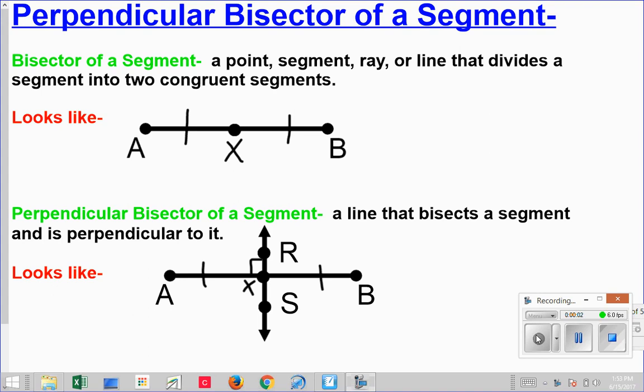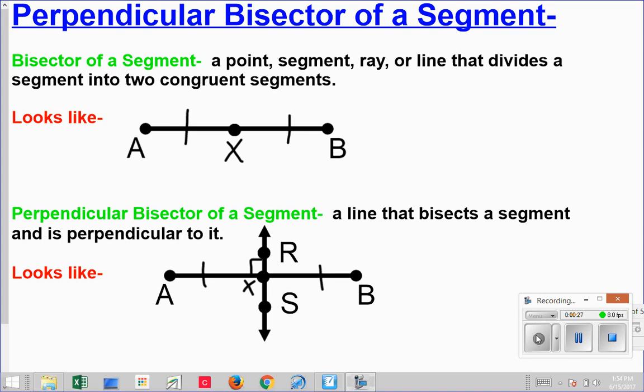Okay, so we're going to talk about a new term here called a perpendicular bisector of a segment. But before we can look at a perpendicular bisector of a segment, we need to talk about just a bisector in general, bisector of a segment. So what is that? That is either a point or a segment or a ray or a line, any of those, that divides a segment into two congruent segments.